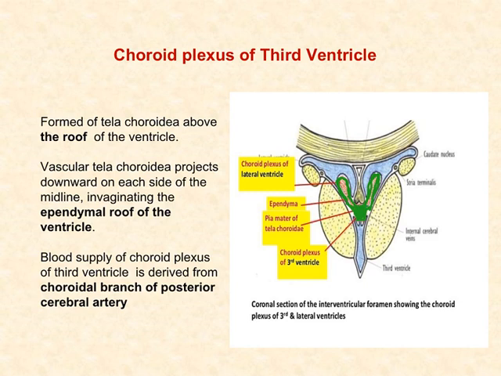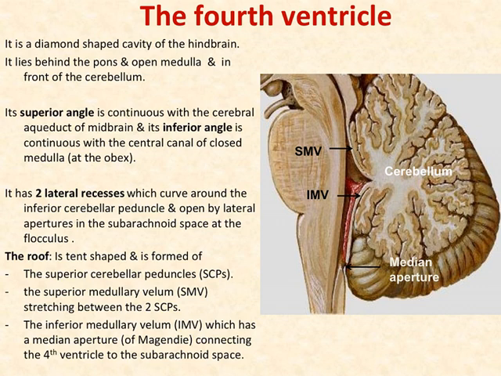But here, if you look at this picture, you will find the choroid plexus of the third ventricle in the roof of the third ventricle. So this is the roof of the third ventricle, and here you will find the choroid plexus of the third ventricle. You should know that the choroid plexus of the third ventricle is derived from the posterior choroidal artery, which is a branch of the posterior cerebral artery. Okay. What about the fourth ventricle?